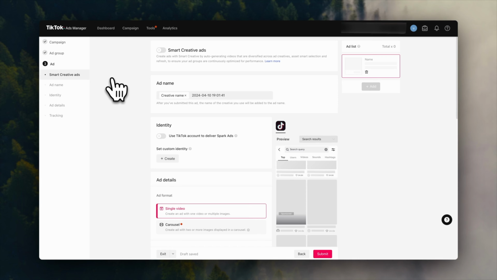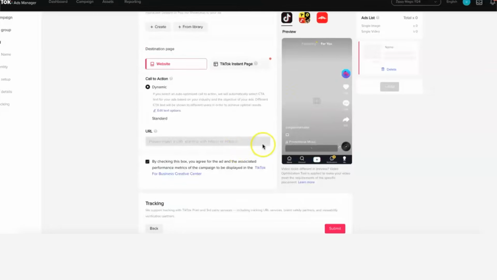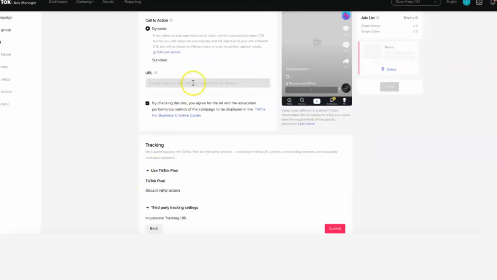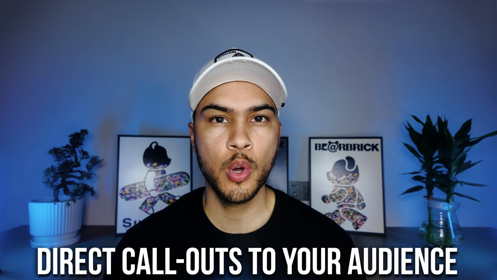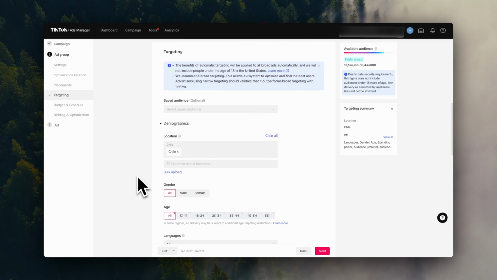Creative problems. This is the most overlooked category. TikTok is a creative-first platform. If your creatives don't generate strong engagement signals, the algorithm deprioritizes them. If your first 2 to 3 seconds don't grab attention, TikTok may reduce delivery quickly. Low hook retention equals low priority in auctions. To fix this, test stronger hooks, problem-based openings, bold claims, direct callouts to your audience, and pattern interrupts. Creative testing solves spending issues more often than targeting changes.